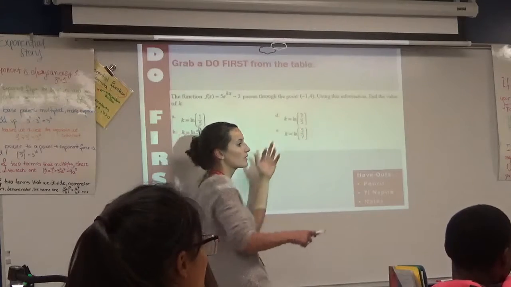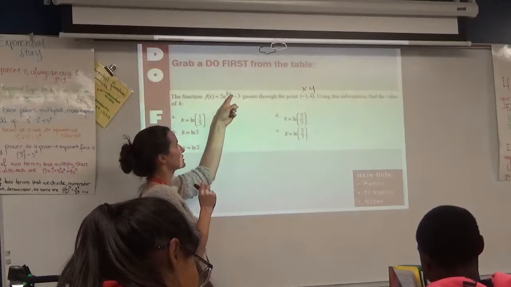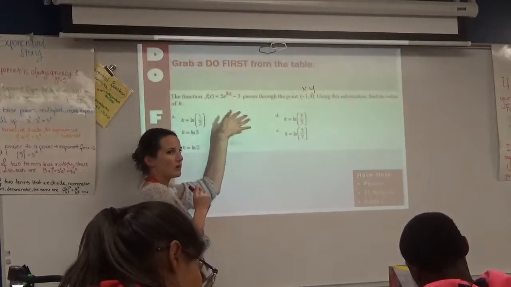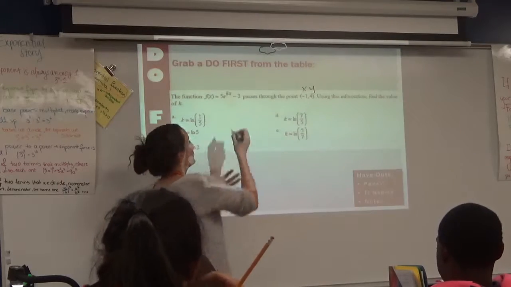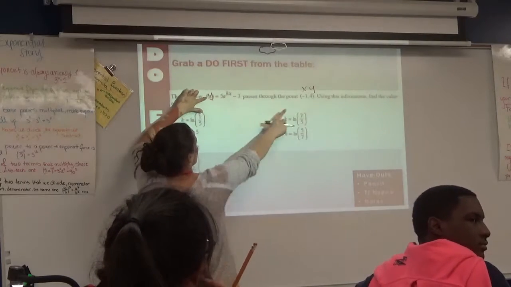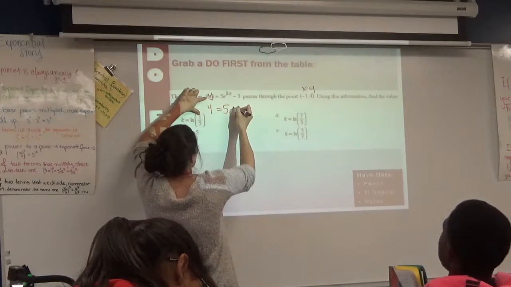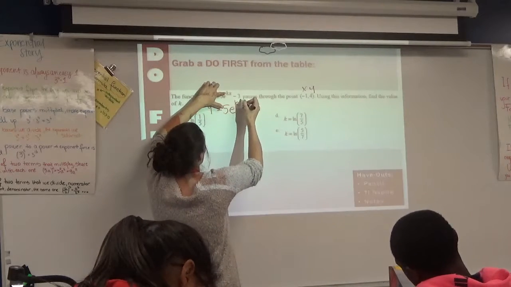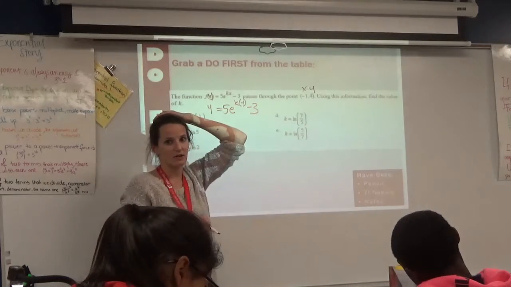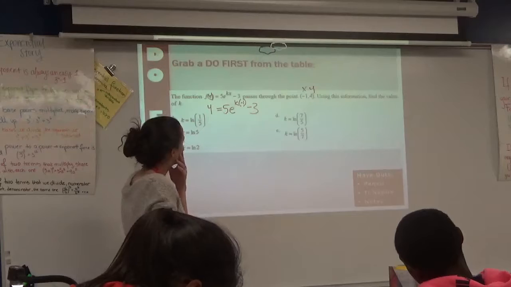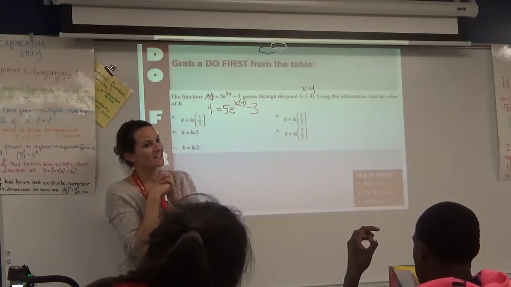Tim? Your x and your y. An x and a y. So that means I can plug in -1 to my x. And then I don't see y here, but what's y? Adrian? F of x is y. So I basically have y, which we know is 4, equals 5 times e to the k times -1 minus 3, like that, right?